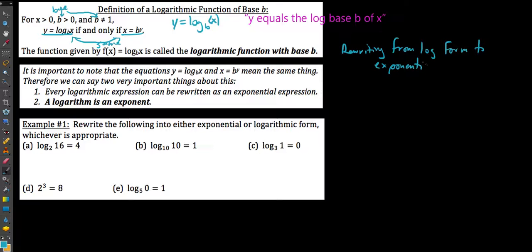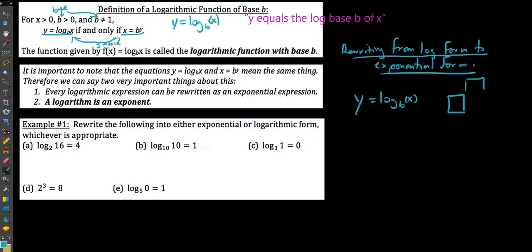This is our first stop on this journey. When we talk about logarithmic form, we are talking about things of the form y equals log base b of x. But when we have something in logarithmic form, as long as the log is isolated, we can rewrite it into what we call exponential form, which is a statement where we have a base to an exponent, equal to some output.